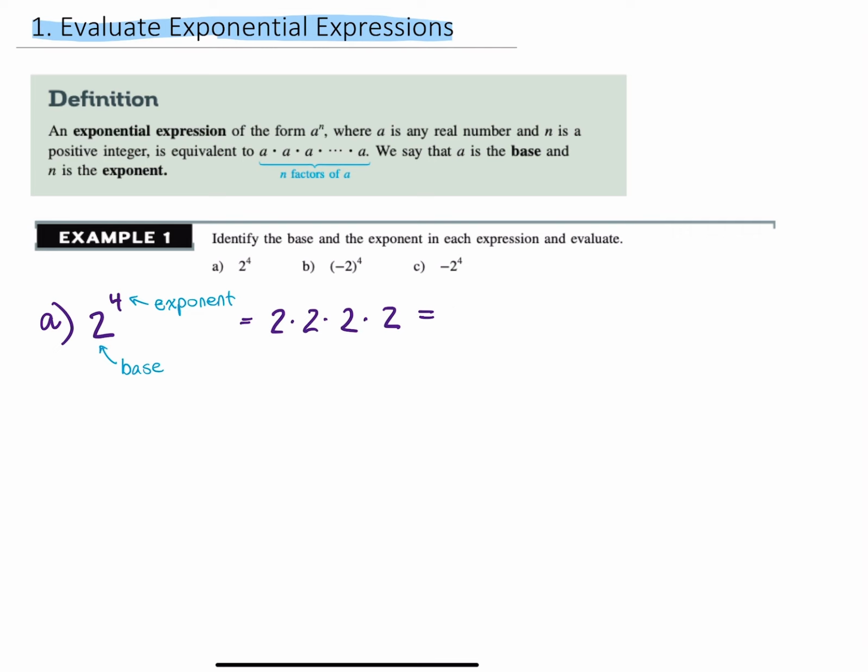2 times 2 is 4, so we have 2 of those. If we had to do this by hand, we can view this as 4 times 4. So overall, we'll get positive 16 as our result.